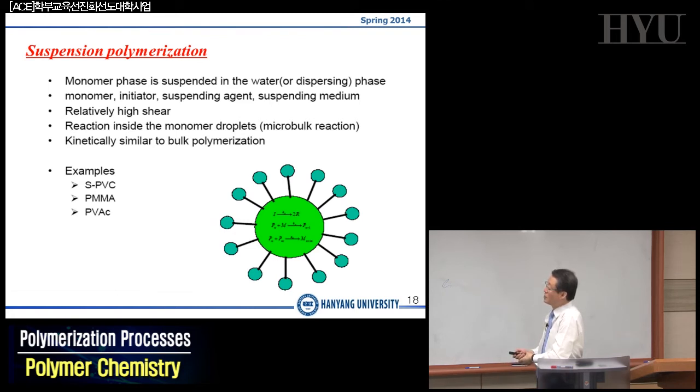Examples of those suspension polymerizations are suspension polymerized polyvinyl chloride (PVC) and polymethyl methacrylate, polyvinyl acetate, those milky polyvinyl acetates, or milky polyvinyl chloride suspension. The milky polymethyl methacrylate are examples of the suspension polymerization reactions.